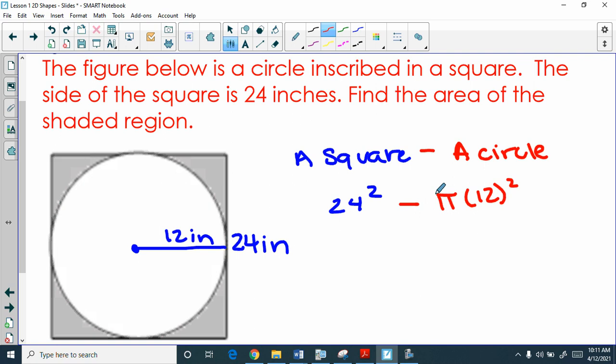And at this point, you can type it straight into your calculator or Desmos, which I would strongly suggest Desmos. So I'm going to type 24 squared minus pi times 12 squared. Please remember 12 squared is 144 and not 24. So we're going to find that the area is 123.6. We're going to round to the 10th place, and then we're going to say inches squared.